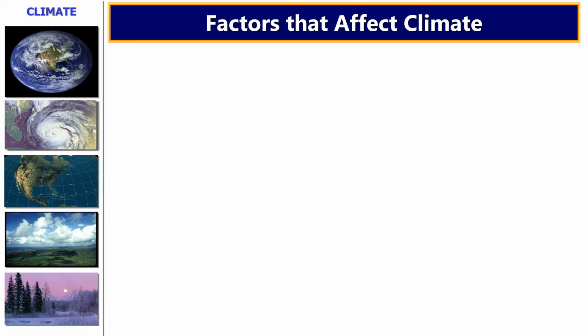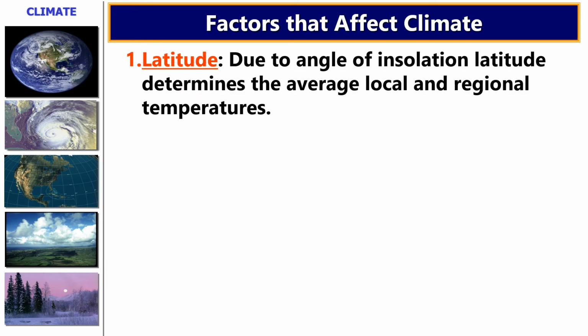Factors that affect climate. So these are things that are going to change your temperature or your precipitation. The first thing we're going to talk about here is latitude. And this goes back to what we talked about with insolation, that because we are on a circle, different latitudes get different intensity of insolation, and that changes your temperature. So latitude, due to the angle of insolation, determines local temperatures. And this should be pretty straightforward.